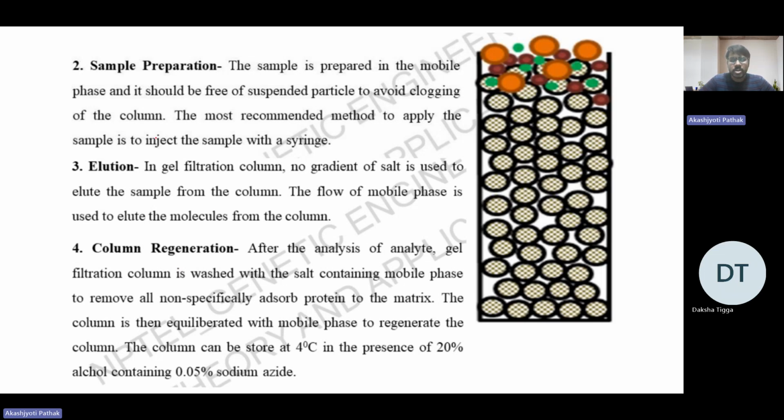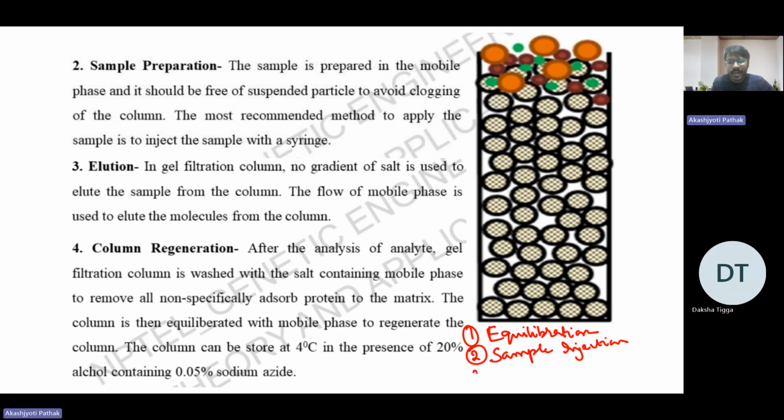So basically when you are doing an SEC, there are three main steps. One is equilibration: first you have to equilibrate the column with the mobile phase. What is the mobile phase? Your mobile phase is basically the buffer in which your protein is present. So first is equilibration, then sample injection, and the third step is elution.